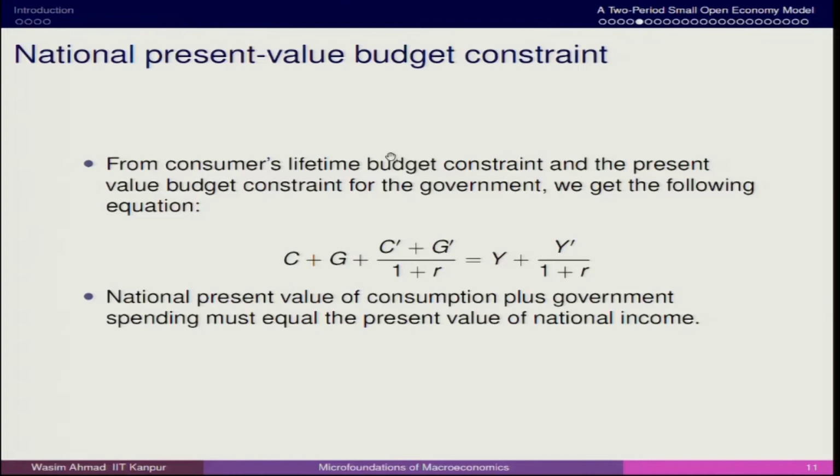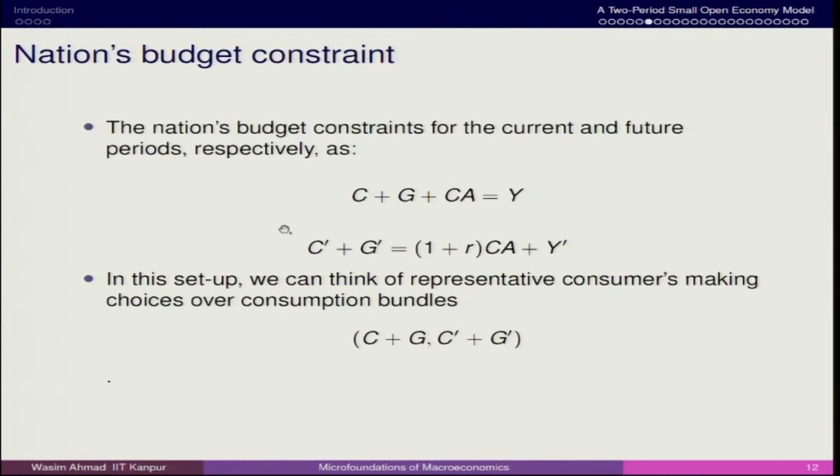We derive these two from the consumer and the government, and since we are dealing with lump sum taxes, there is Ricardian equivalence, so G is equal to T. Because of that, we have been able to derive C plus G plus (C' plus G') upon 1 plus R is equal to Y plus Y' upon 1 plus R. Here the present value of national consumption plus government spending must equal the present value of national income. This is what we try to achieve.